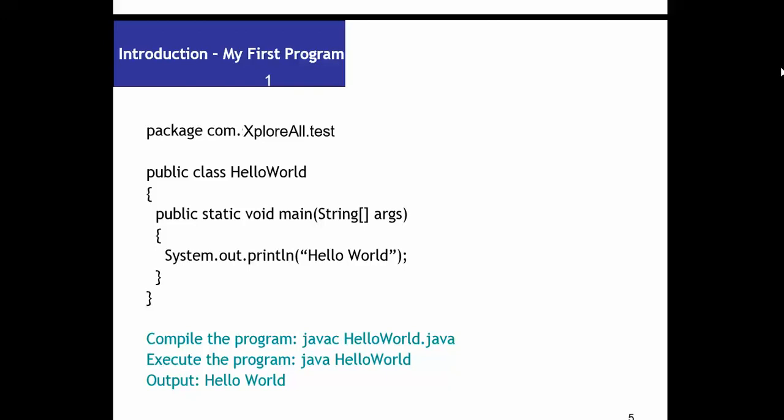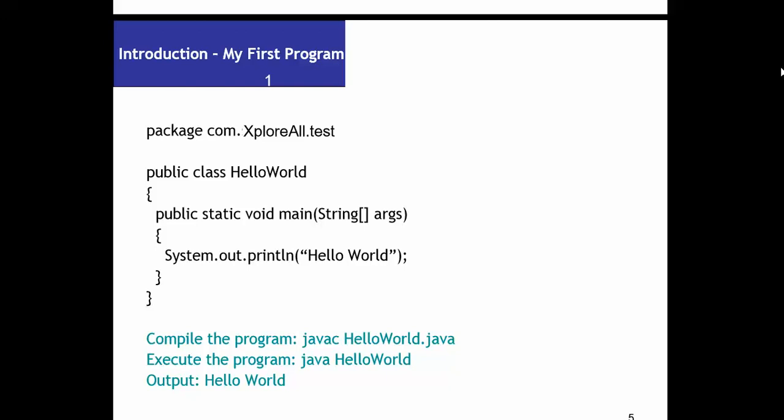Void is void main. And what is string args? String args is nothing but if you want to execute anything from the command line itself, you can just do that. So string args is used to pass the arguments or values for the main method from the command line. Okay, and in that we are going to then print out system.out.println hello world.